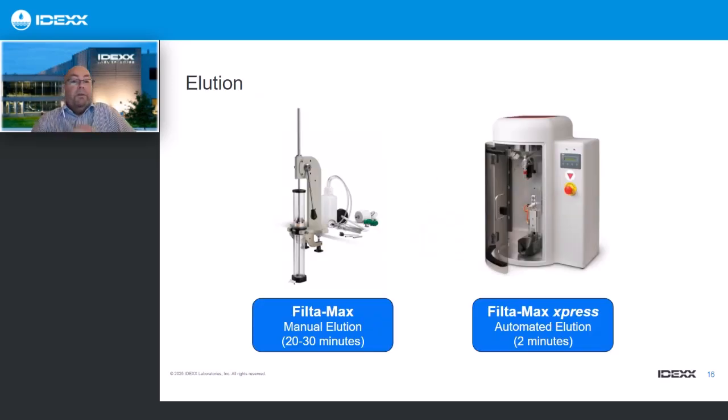For elution, there are two options that IDEX supply. One is a manual elution station. We typically recommend that for low volume users. It's quite labor intensive, taking about 20 to 30 minutes to complete per sample. For more high volume users, we have the Filta Max Xpress. This is automated, and elution is consistently done in 2 minutes.